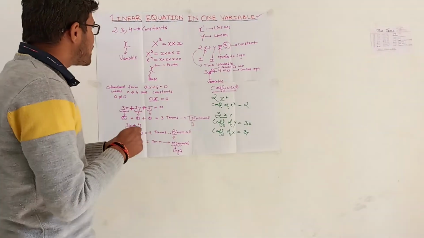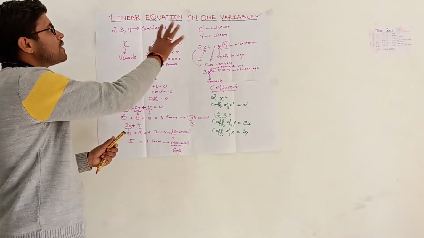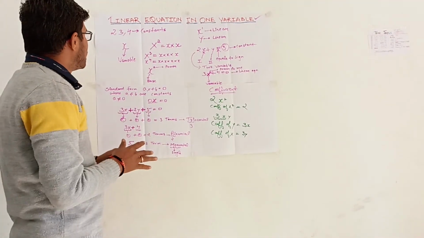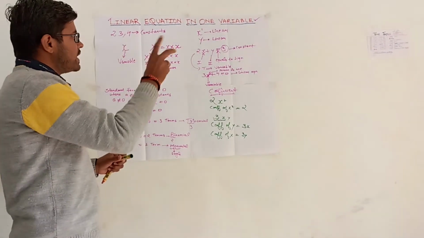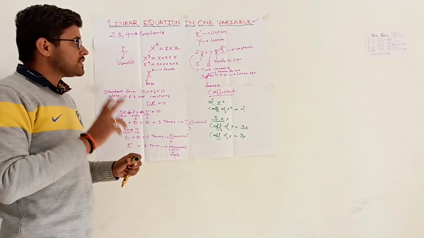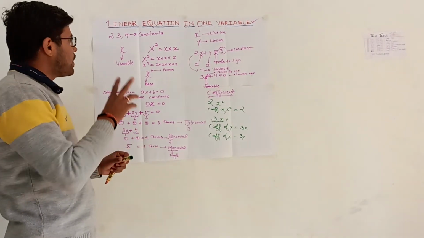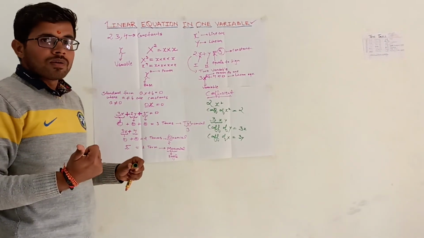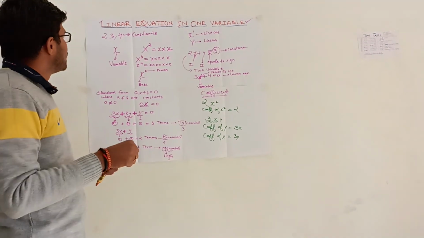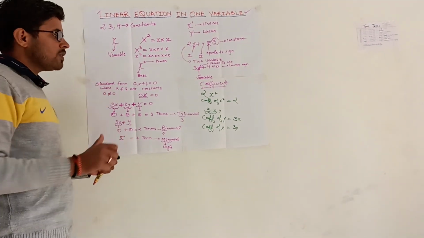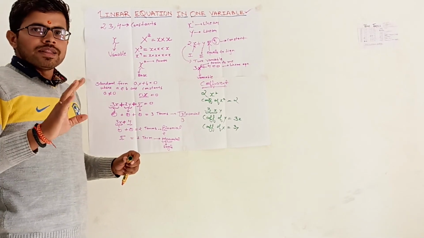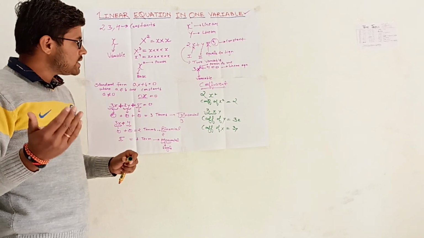Now this is all about a short introduction to linear equation in one variable. So we understood what variables are, what power is, what its base is, why these equations are called linear, why only one variable, and the standard form of linear equation in one variable, the number of terms, their classification and their coefficient.